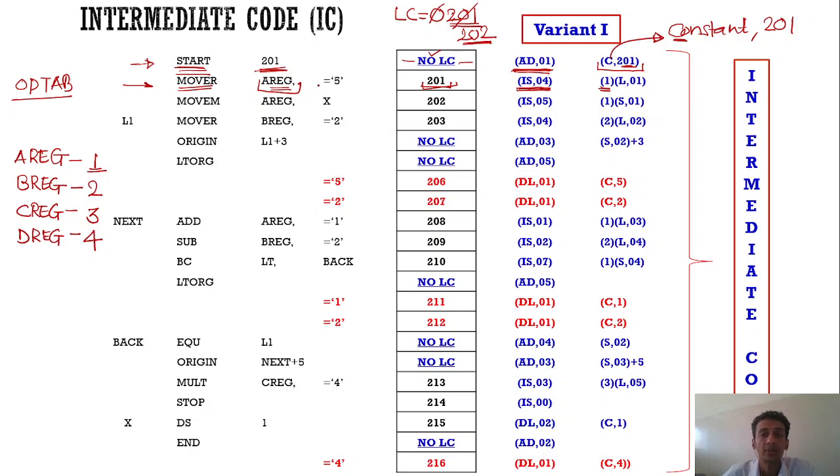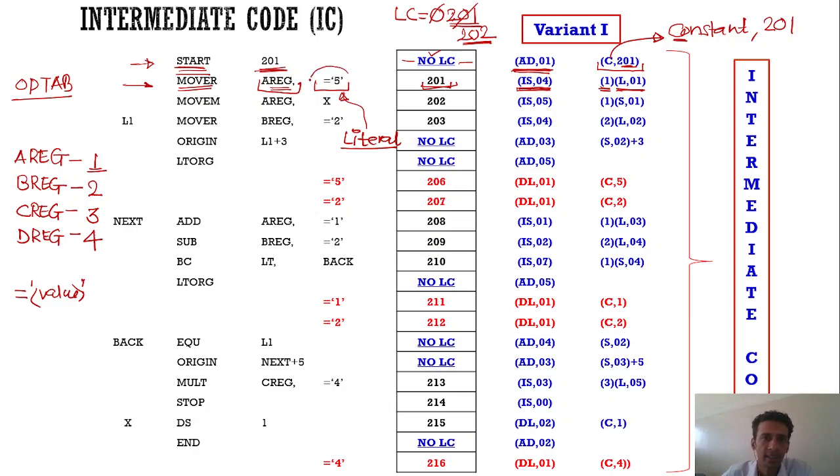Okay, now next operand is equal to 5. So if you remember, this is a literal. Literals are written using equal to, followed by its value in single quotes. So over here we have literal 5. So once we know we have a literal in the operand field, we will try to write this literal in some other form, and this other form is going to be its position in the literal table.